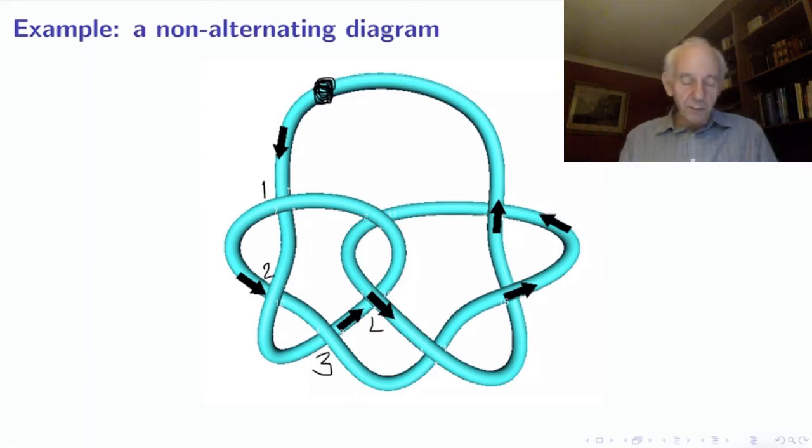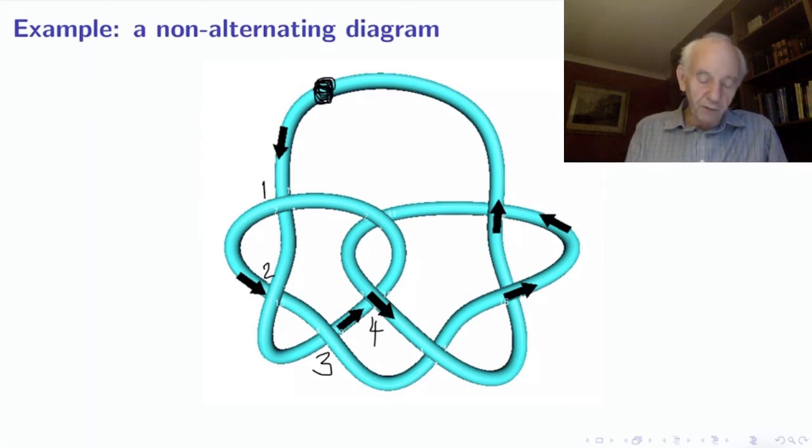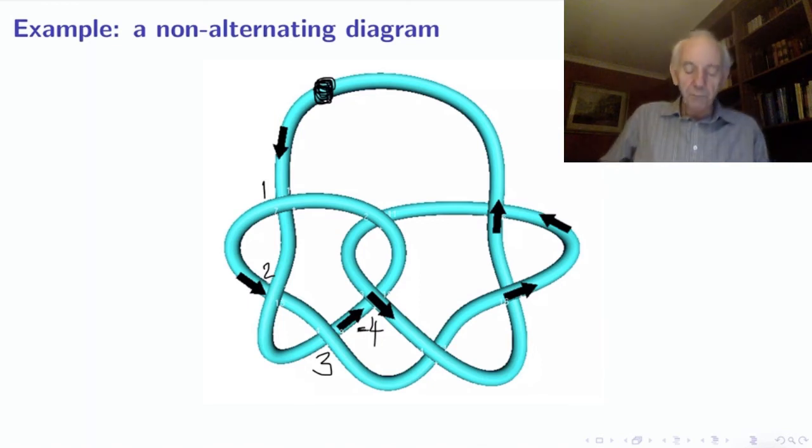Now, the problem here is that this is not alternating, so I've got to be a bit more careful. 1 is an underpass, that's what I want. 2 is an overpass, that's fine. 3 is an underpass, but now we'd expect, if this were alternating, 4 would be an overpass, but it's not. It's coming as an underpass. So therefore we associate a minus sign to it. I sort of tend to put 4 minus, but I should have really put minus in front of the 4. So it's minus 4. And then we just keep going, no problem.